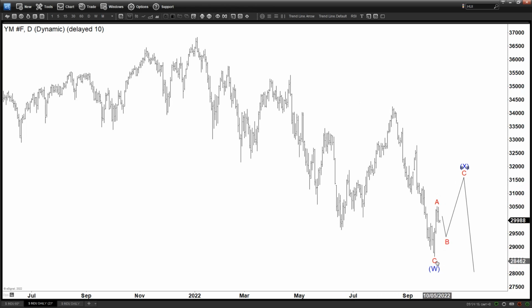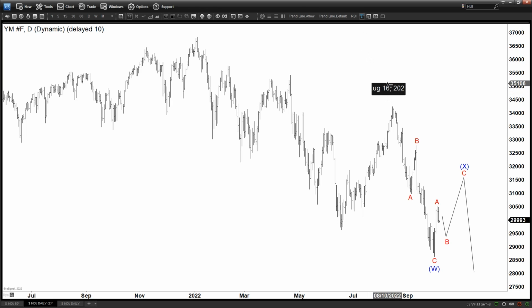Okay, so let's try to make sense of this count just based on this limited information. If this is the C, then you can conclude this must be the A and the B, and that means we're doing the ABC starting from August 16.